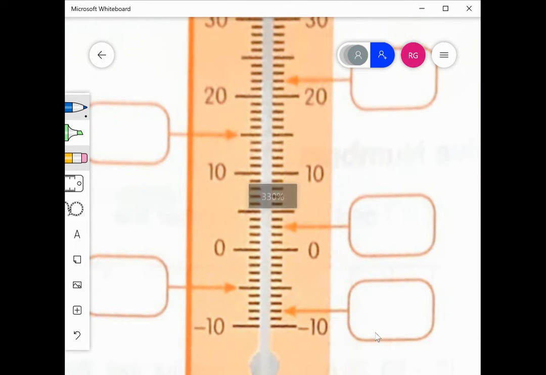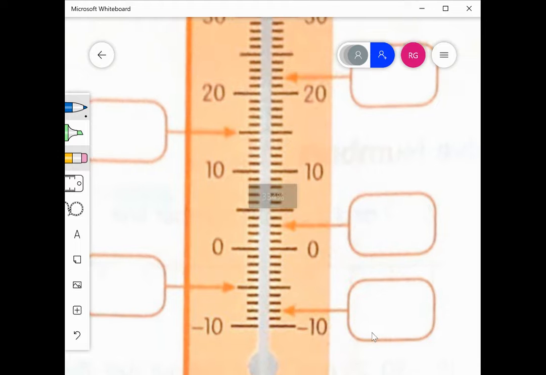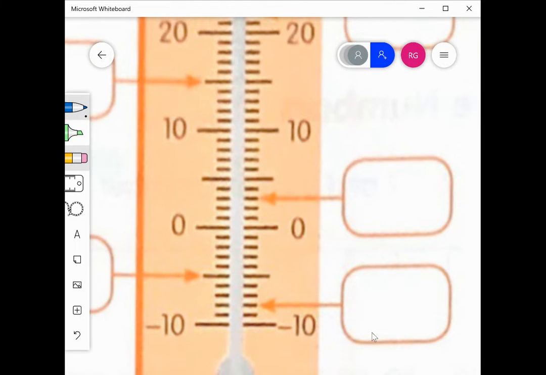So let's go ahead and write those in. The smallest number should be -8 in this box. So make sure you have -8. And let's write the degree symbol next, and then the symbol for the Celsius there. So -8 degrees Celsius, we say.